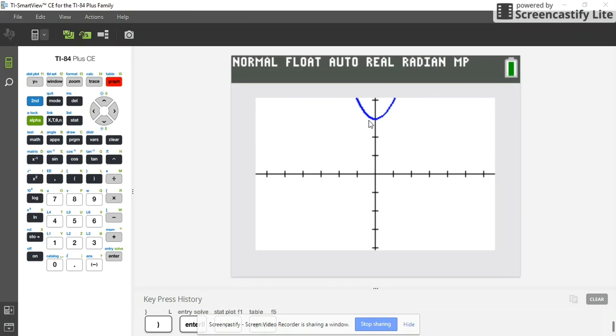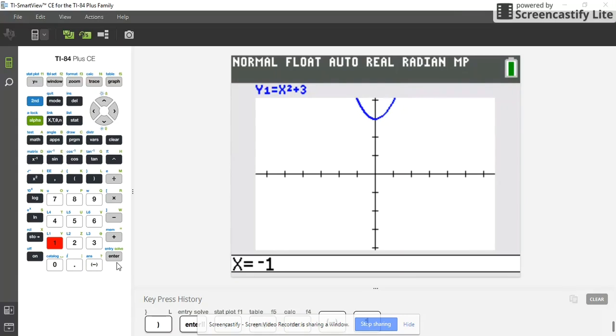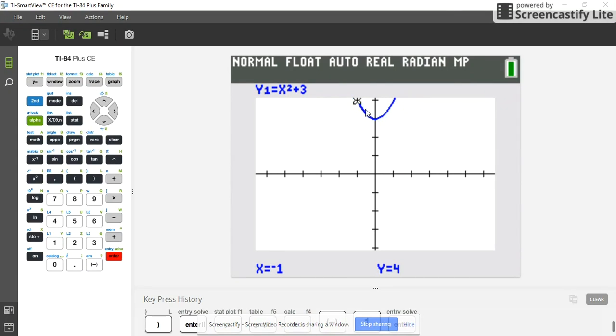If I'm interested in the value of the function when x is equal to -1, well, then I just hit the trace button and I type in -1, and immediately it moves the butterfly to that spot, and we see that it's the point at -1, y is equal to 4, which again makes sense because -1 squared is 1, plus 3 is 4. So that was how you would get the value of a function at a particular x value while you're on the graph screen.